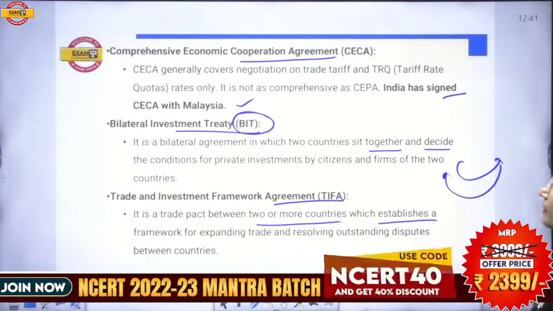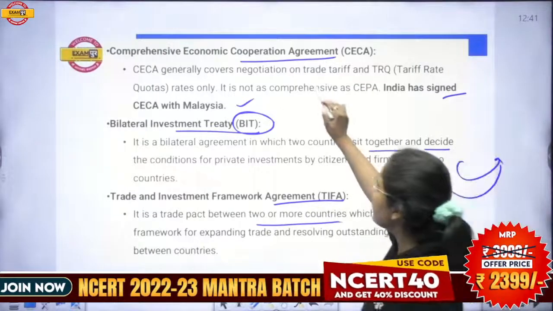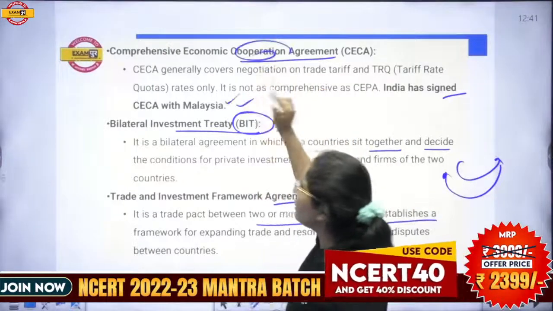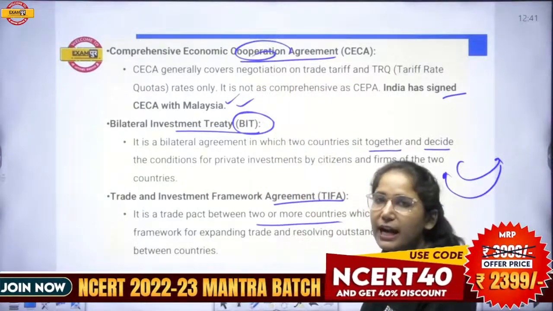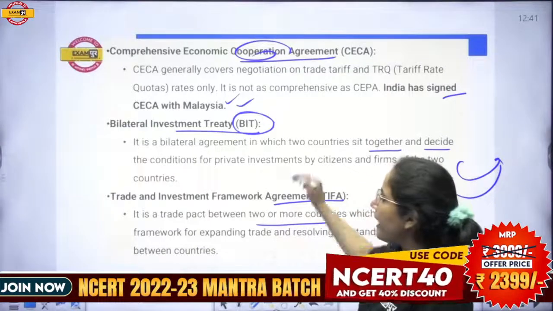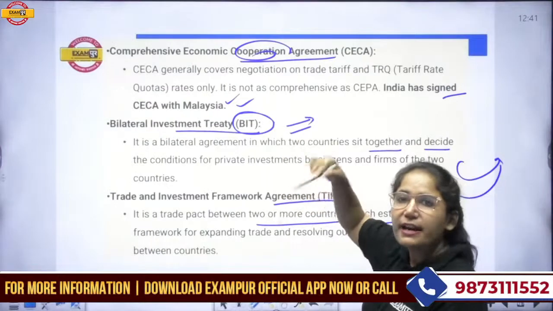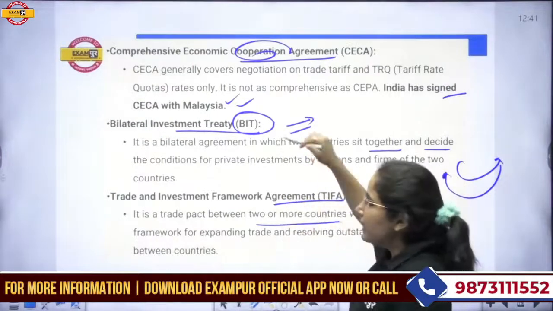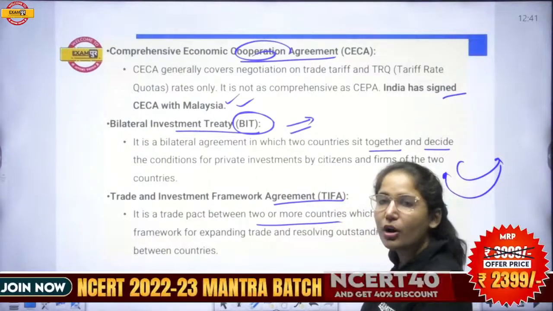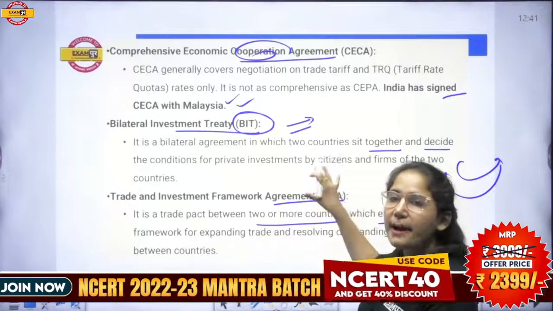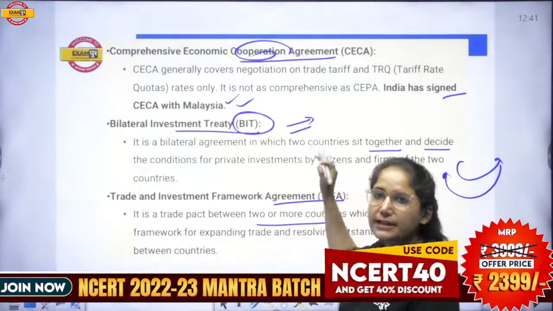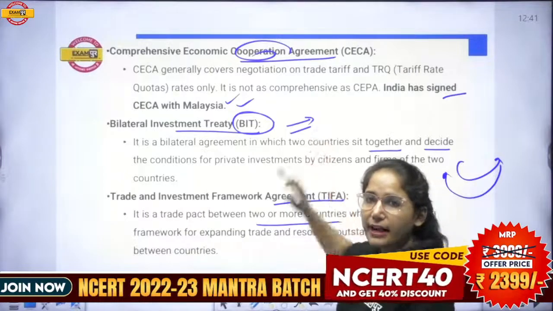And comprehensive economic cooperation, this is about cooperation agreement, and we are already having the agreements on that basis with Malaysia. And bilateral aid at this point of time for a developing country. Bilateral agreements are very important because these are not raising the gap between developed and developing countries to that level.